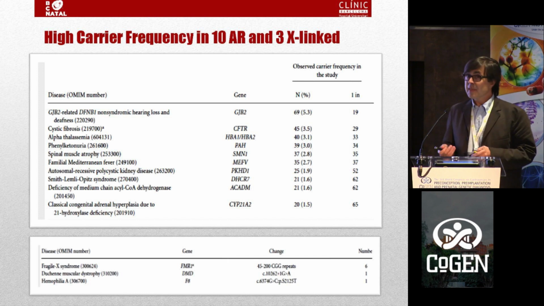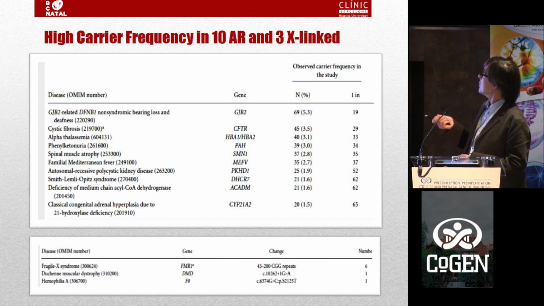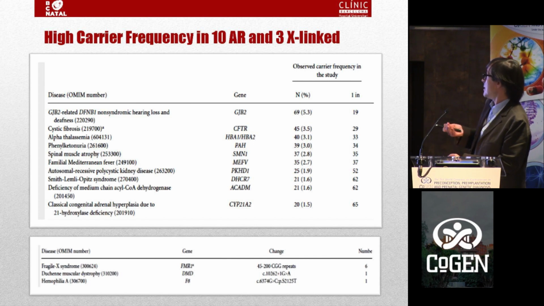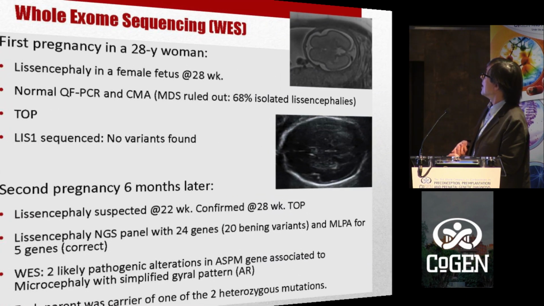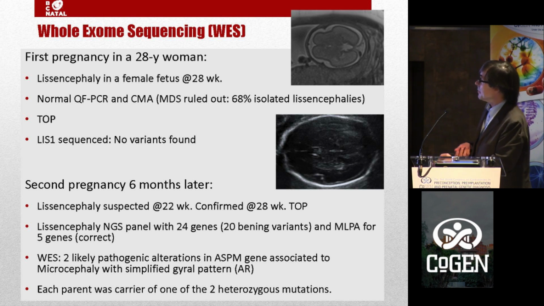And these are the most common recessive conditions here. And for me, it appears logical to offer carrier screening for those most prevalent conditions in each population. And finally, whole exome sequencing, that may be the new diagnostic method in structural malformations. Just this is to explain the problems with diagnosing monogenic disorders in abnormal cases.